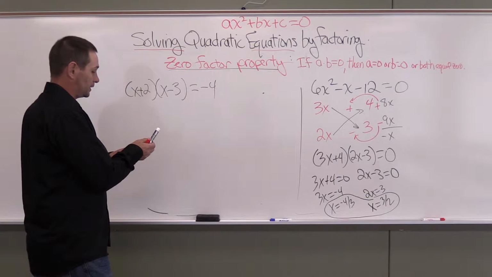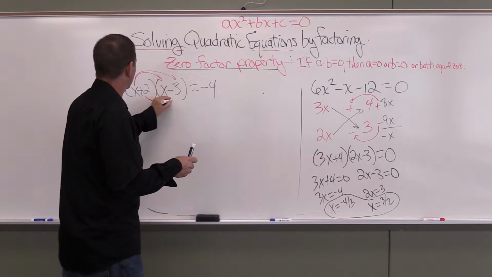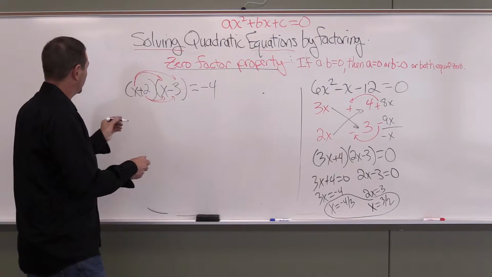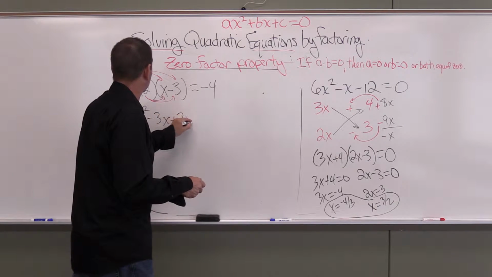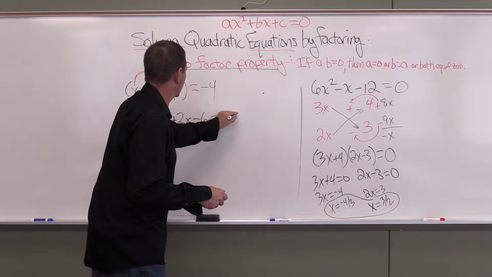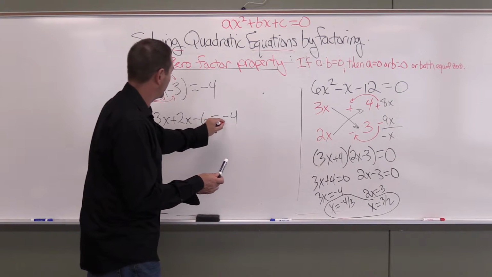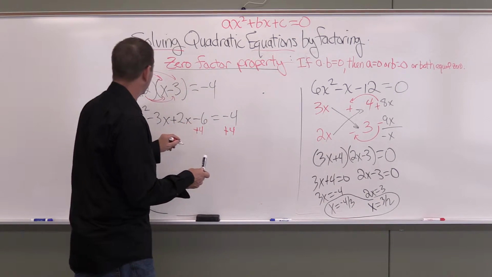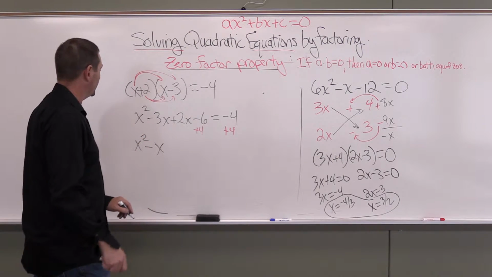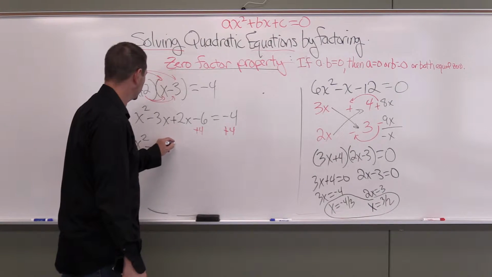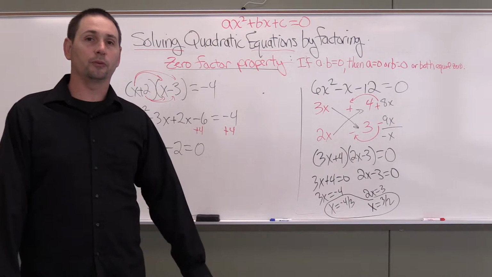On this one, since it's not equal to 0, it's not really factored. We need everything involved for the factoring. So I use my distributive property. I end up getting x squared minus 3x plus 2x minus 6 equals negative 4. Combine my like terms, bring my negative 4 over. So I'm going to add 4 to both sides to make that 0 on that side. Combine my like terms here. I should get x squared minus 1x minus 2 equals 0. Now that's your new problem, and that's the problem we need to solve.